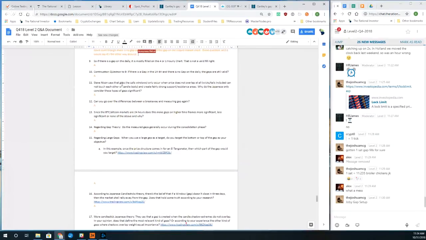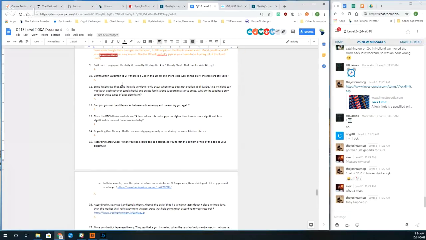Number 9. So if there's a gap on the daily, is it mostly filled on the 4 or 1 hour chart? That is not a valid fill, right? Well, what may happen is the market comes down and off this 4 hour, 1 hour chart fills in the daily gap. But if the market fills it in off of the 4 hour, 1 hour chart and then reverses, then what that will create is a tail or a wick on the daily chart.